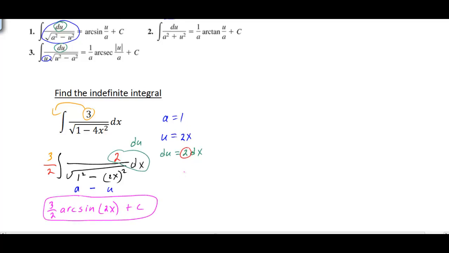So once you set this up and identify a, u, and du, the problem becomes very easy because they already give you the formula, arc sine u over a plus c.